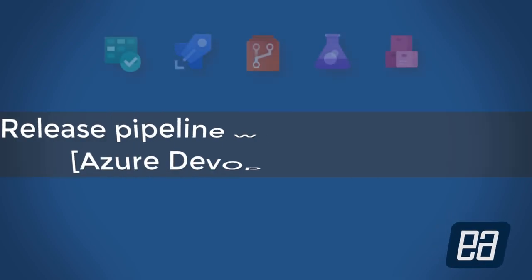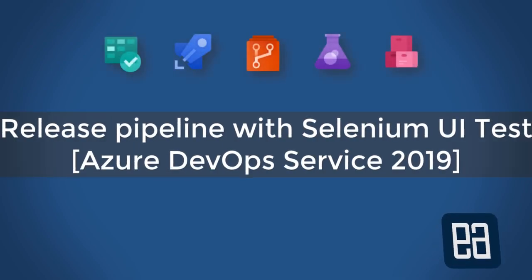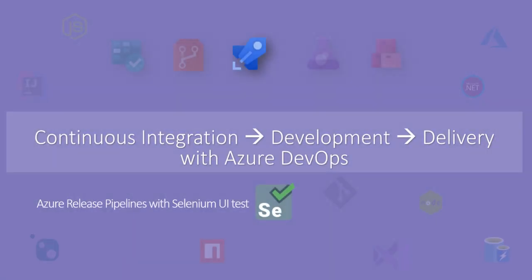In this video, we are going to be talking about Azure release pipeline with Selenium UI Test for our continuous integration development delivery with Azure DevOps course. So we have been talking about Azure build, Azure release, and Azure build agent, Azure release agent, and how to work with the deployment groups and also the agent pools and stuff.